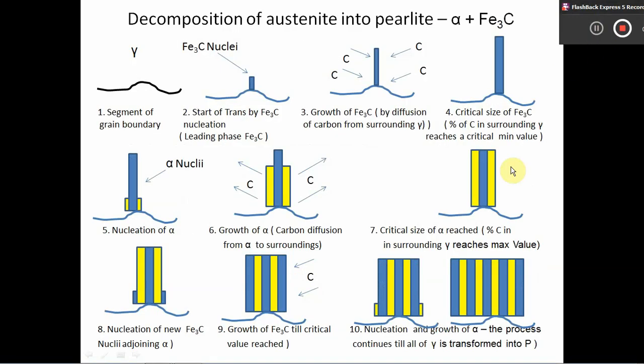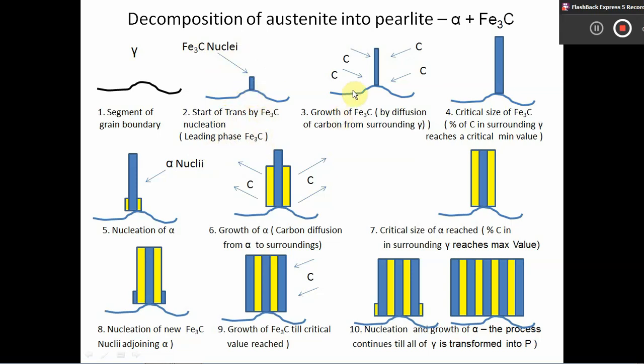This slide gives an idea regarding how decomposition takes place, and how an austenite grain step by step gets converted into a 100% pearlitic structure. In the first step, one segment of an austenite grain is shown, and this black color indicates the grain boundary of austenite. Then this second figure indicates nucleation of cementite nuclei at the grain boundaries. So the first step is to form cementite nuclei at the grain boundaries, leading to the formation of cementite platelets at the grain boundaries.